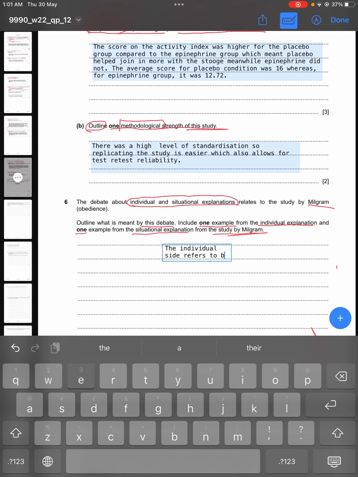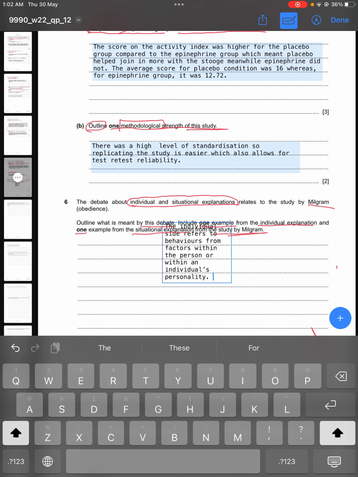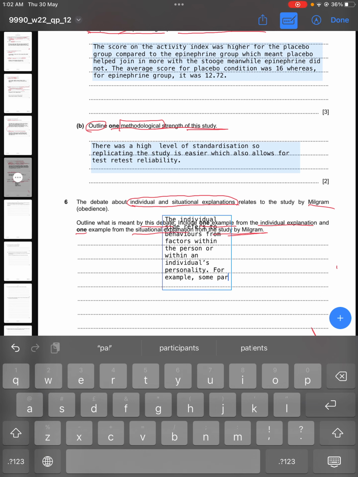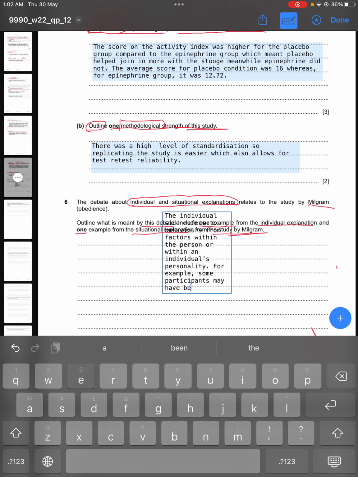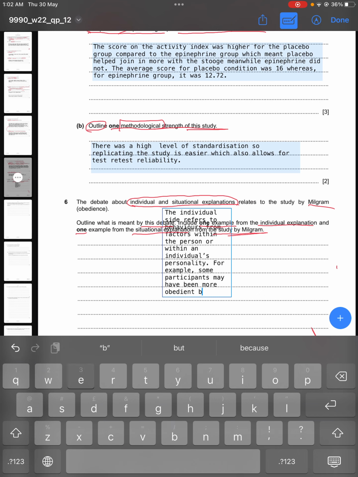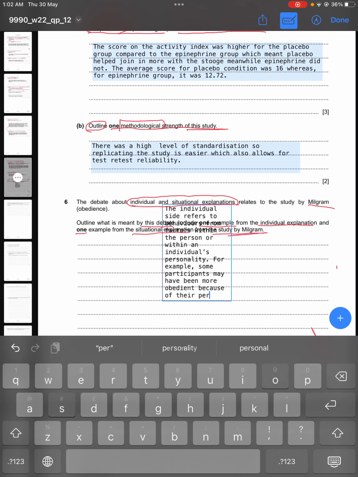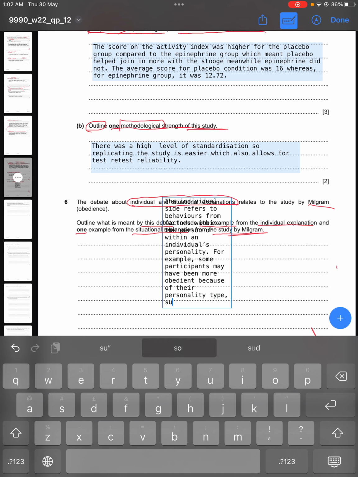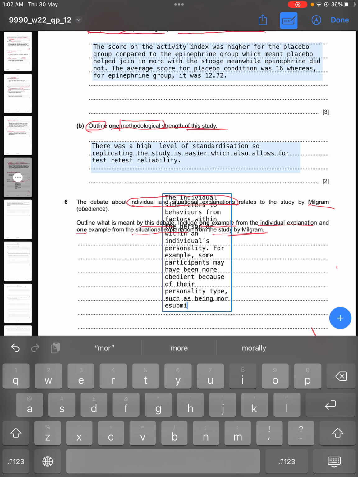side refers to behaviors from factors within the person or within an individual's personality, and an example can be, for example, some participants may have been more obedient because of their personality type, such as being more submissive.